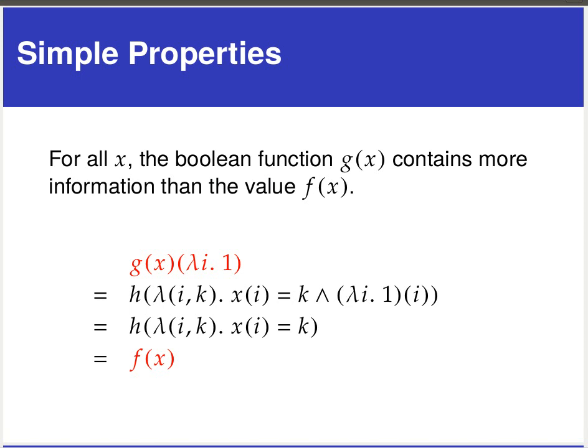And this proof, in the first step, unfolds the definition of g. Then in the second step, it applies this constant function 1 to I. The result is going to be 1, which is the identity of conjunction, so this second conjunct disappears. And in the last step of the proof, we fold back the definition of f. So if we know the local provenance at x, we know the result of the analysis at x.